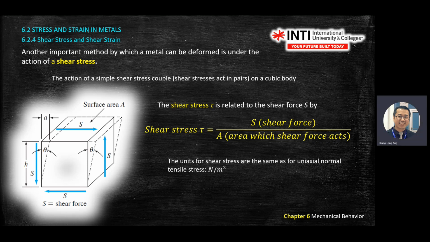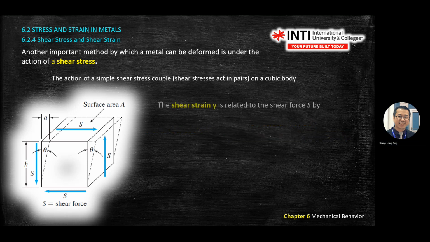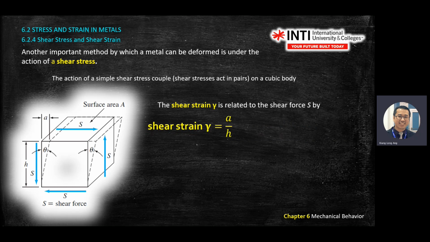Same, the unit for force is Newton, and area is in meter squared. What I need to highlight is the direction of the force acting on the object. Then it gives you one more technical word. It's called shear strain, and the symbol is gamma. It gives you A divided by H.